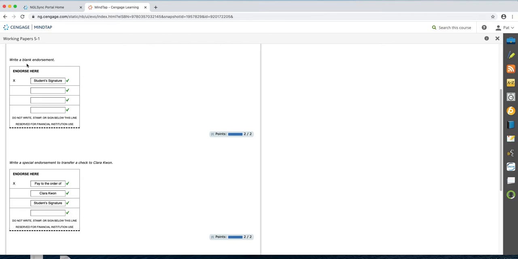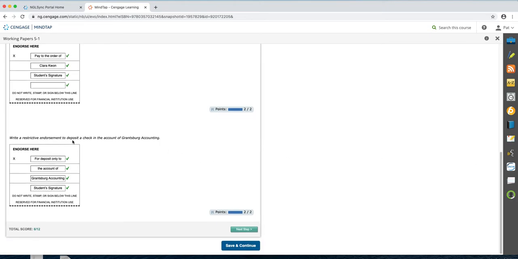Okay. So blank endorsement, just a regular signature. Special endorsement, you write pay to the order of whoever you're signing it over to, and then your signature. And then the last one is restrictive endorsement for deposit only. So usually it's a stamp, but we're typing it out. For deposit only is a restrictive endorsement. We write the account of Grantsburg Accounting, that's who we're writing it to, and then your signature. Usually this is a stamp. But restrictive endorsement for deposit means for deposit only.